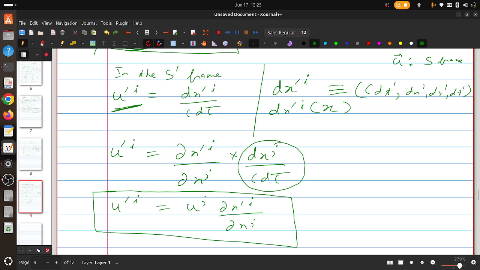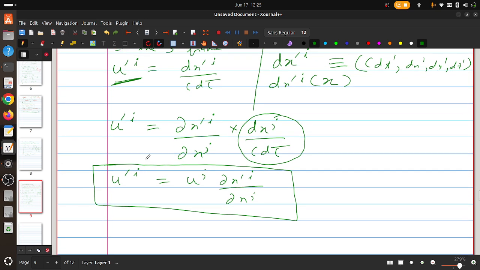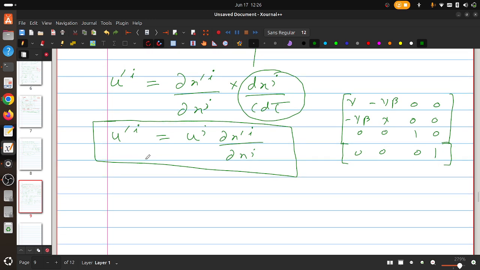where each combination of i and j will be one matrix element of the Lorentz transformation matrix. So basically, let me tell you what it is. This is my Lorentz transformation matrix: gamma, minus gamma beta, 0, 0; then minus gamma beta, gamma, 0, 0; then 0, 0, 1, 0; and 0, 0, 0, 1. So here you can imagine that i is the row and j is the column.